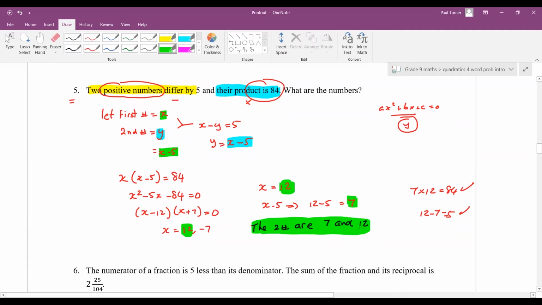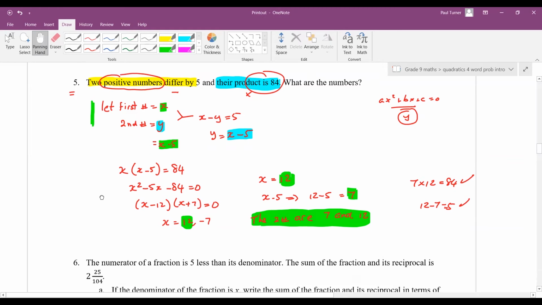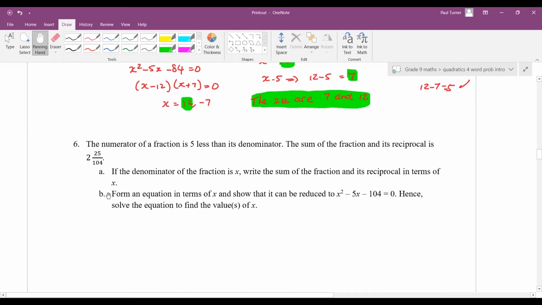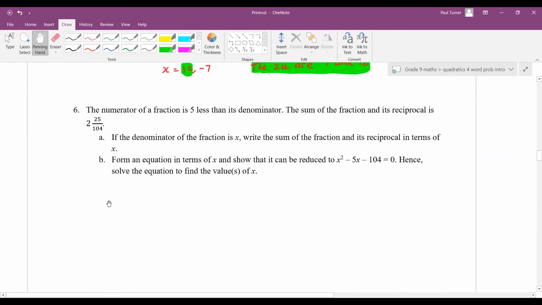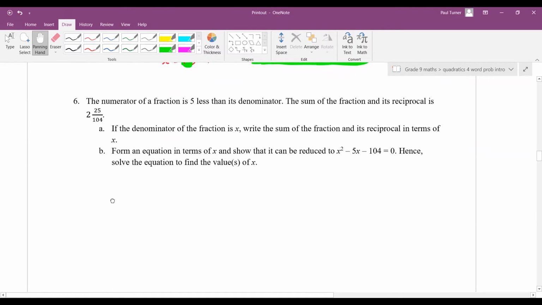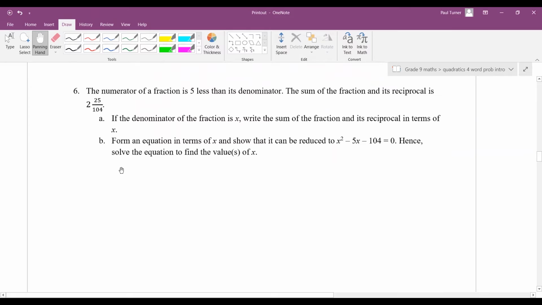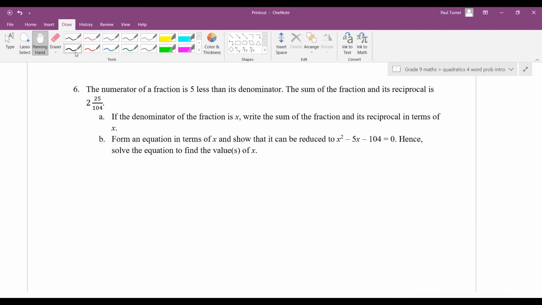Okay, any questions about that? Okay, it's not too hard. It's just a matter of getting this first step correct up here. Okay, so let's look at question 6. Looks harder. It actually ends up with quite a difficult equation at the end, but let's see what happens.